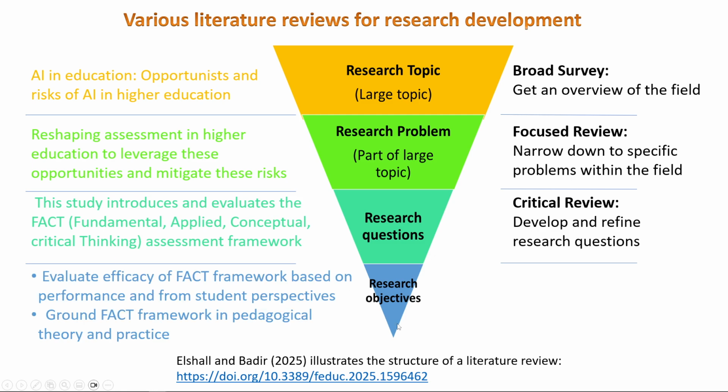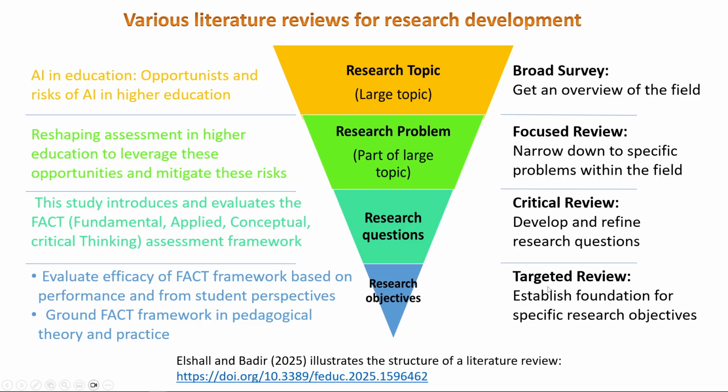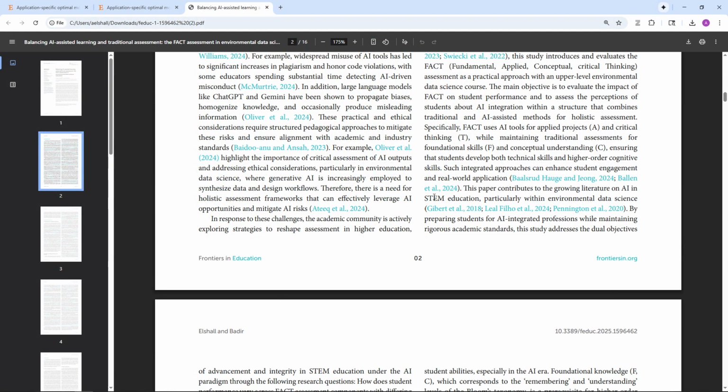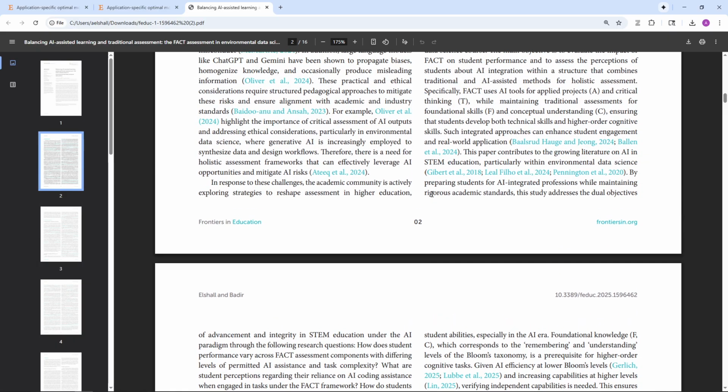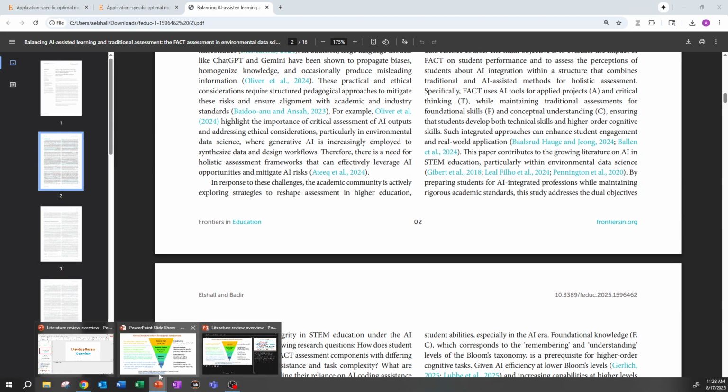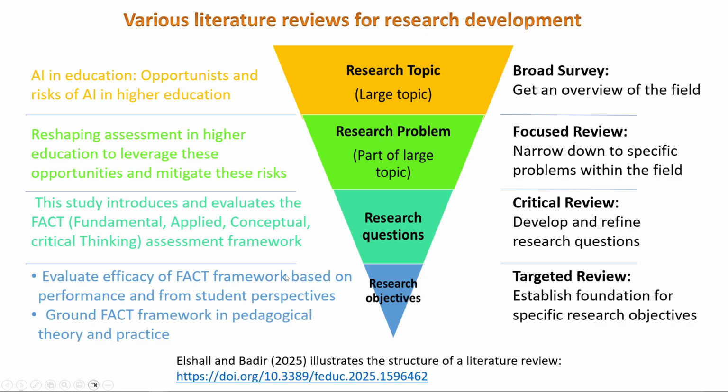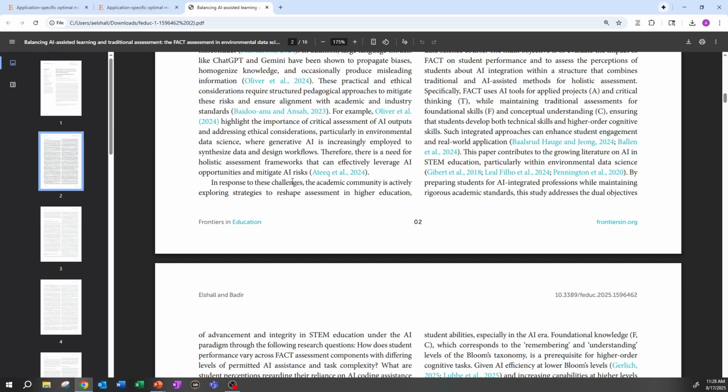And then our research objective. What is our research objective? To evaluate the efficacy of this FACT framework and to ground this FACT framework within pedagogical, educational theory and practice. And that would be a targeted review, okay, to establish this grounding. So that's what we did here. So in the last paragraph here, that's what we are doing. We are just talking about our research objective and scope, and that's what we have here.